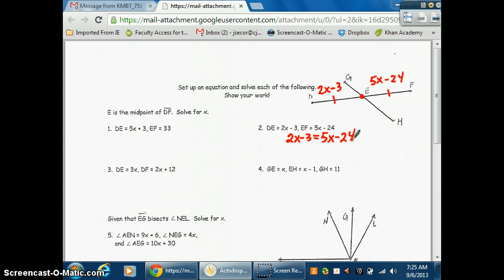If you go ahead and solve it, let's subtract 2x from both sides. Let's add 24 to both sides. Let's divide by 3, and x is 7. Let's try number 4 now.